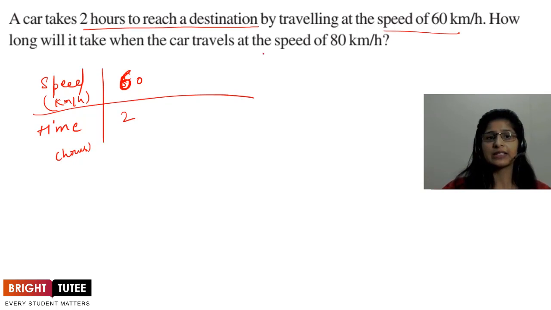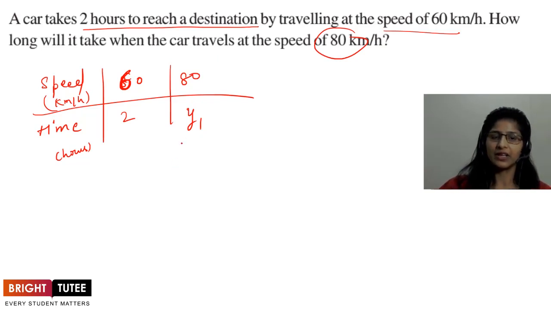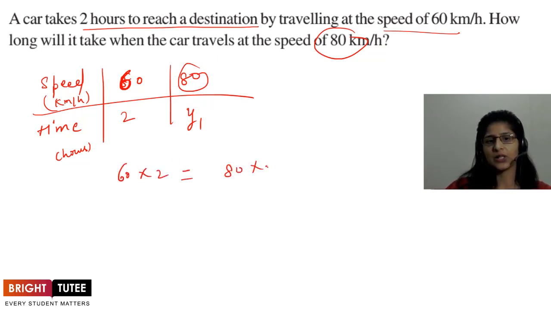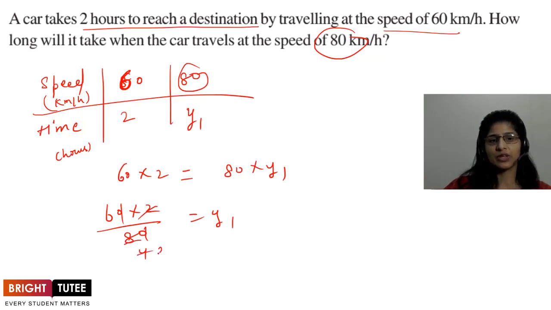Then they're saying if the speed is 80 kilometer per hour, how long will it take? Let the time taken be y1. We know when speed is increased, the time taken would be definitely lesser. So inverse variation. 60 into 2 is equal to 80 into y1. 60 into 2 upon 80 is equal to y1. Cancelling it, we get 2 2s are 4, 2 3s are 6. So y1 is equal to 3 upon 2 hours.